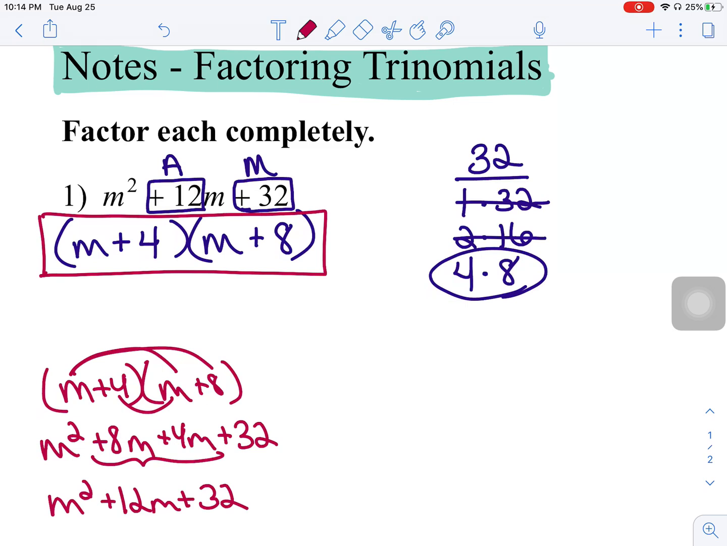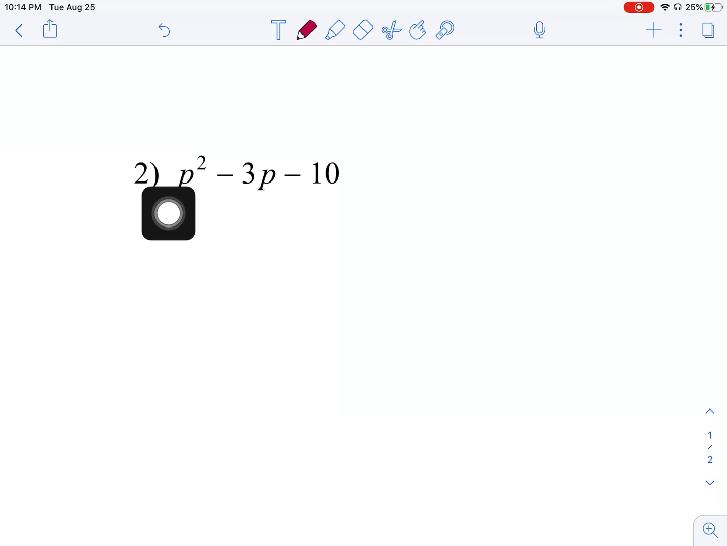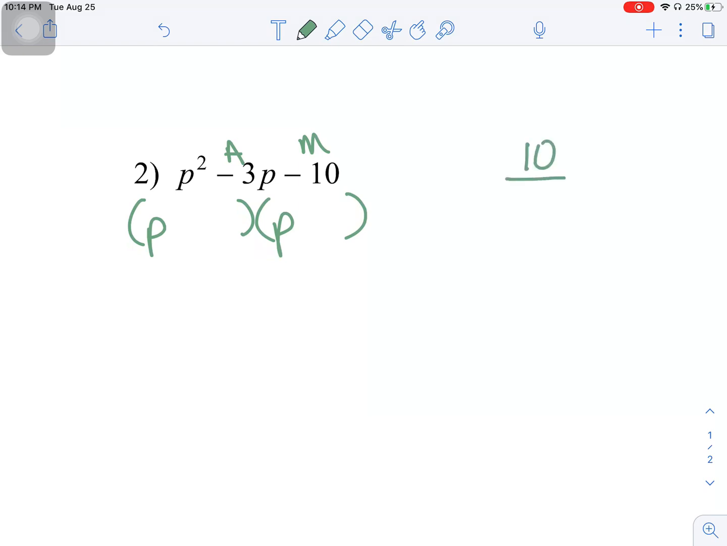Okay, so I'm going to move on to the second example. The first thing I notice is there's no number in front of our leading term here. It's just a 1. So I can do the same process that I just did in the last problem. I'm looking to multiply to negative 10 and add up to negative 3. If you can immediately figure out what those numbers are, then you can absolutely just write down the two factors. However, if you need a little help, I know I'm supposed to multiply to negative 10, but for my factor pairs, I'm just going to go ahead and multiply to 10. So 1 times 10 and 2 times 5.